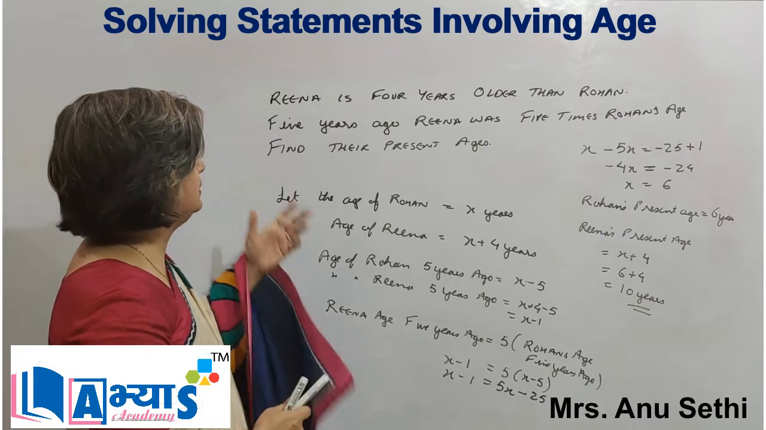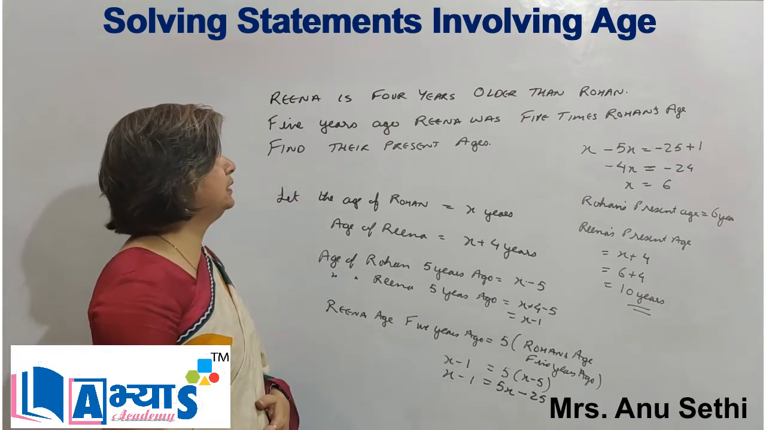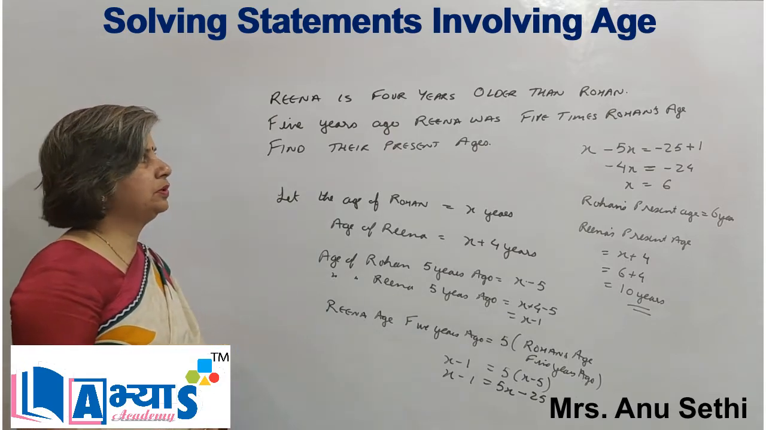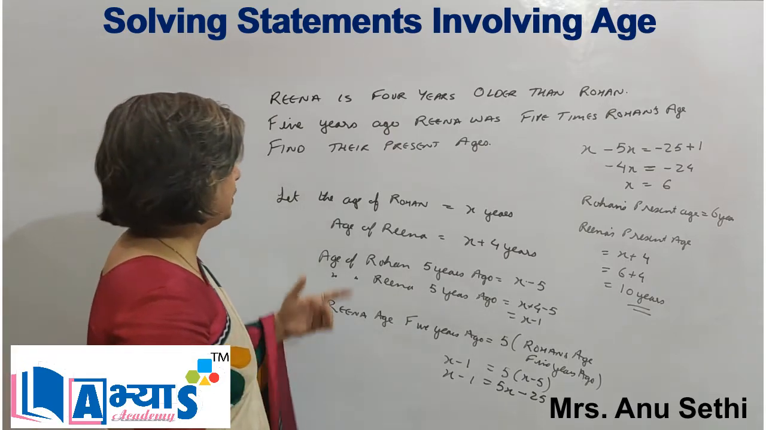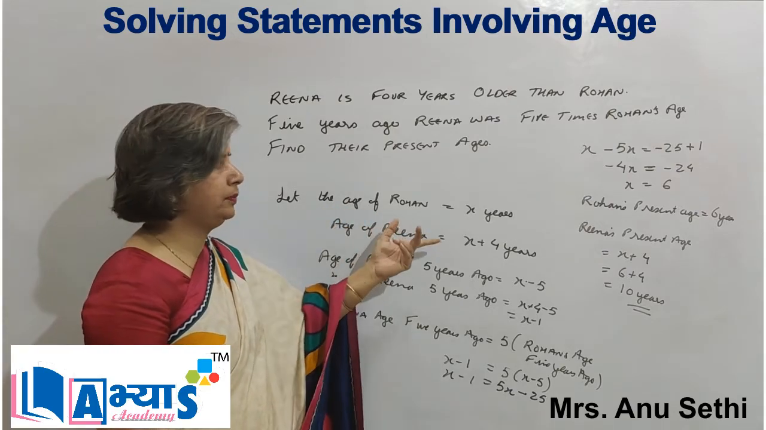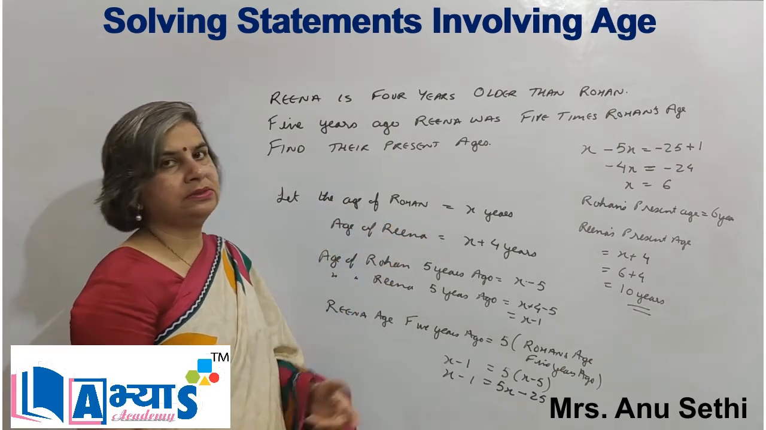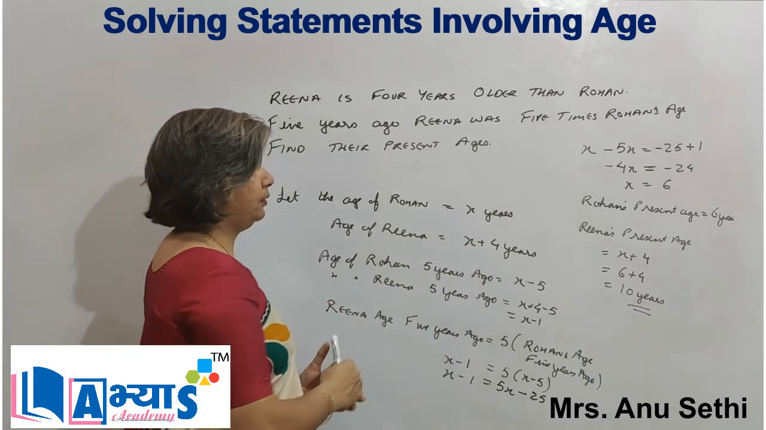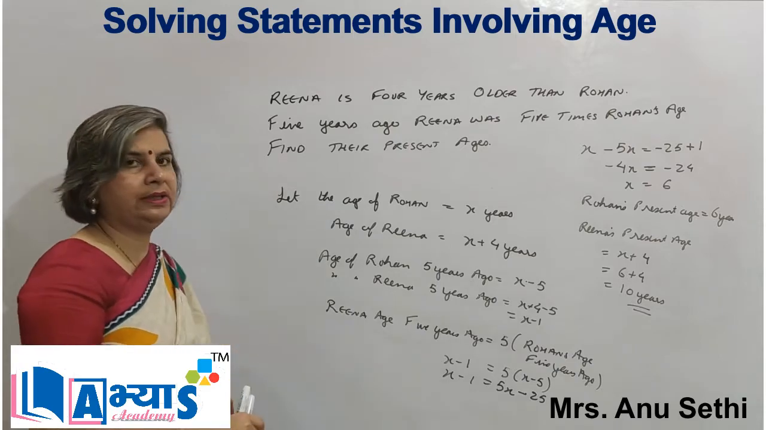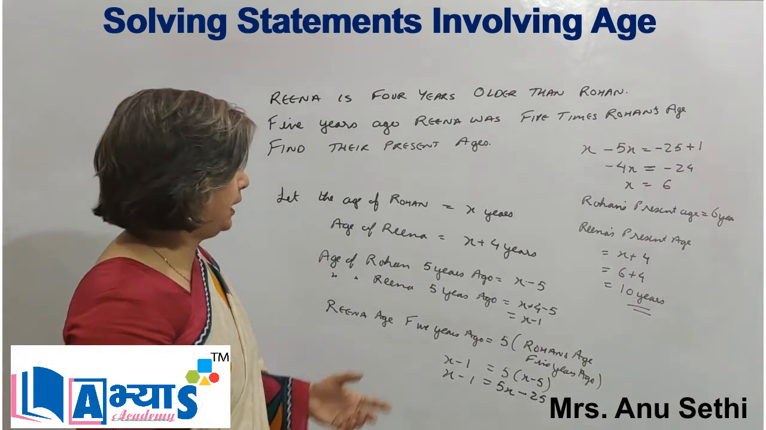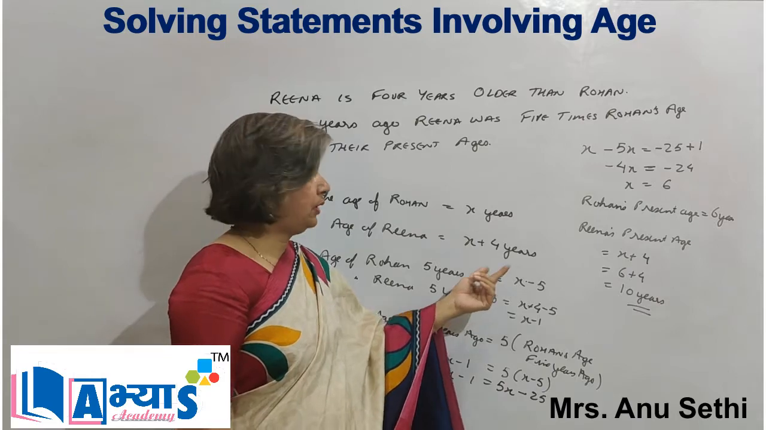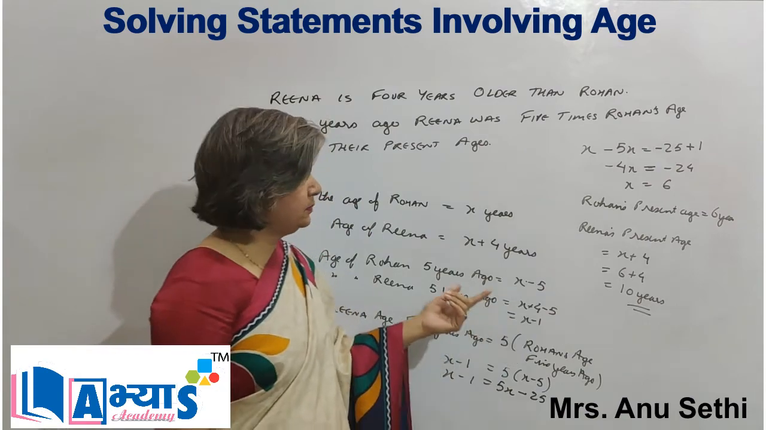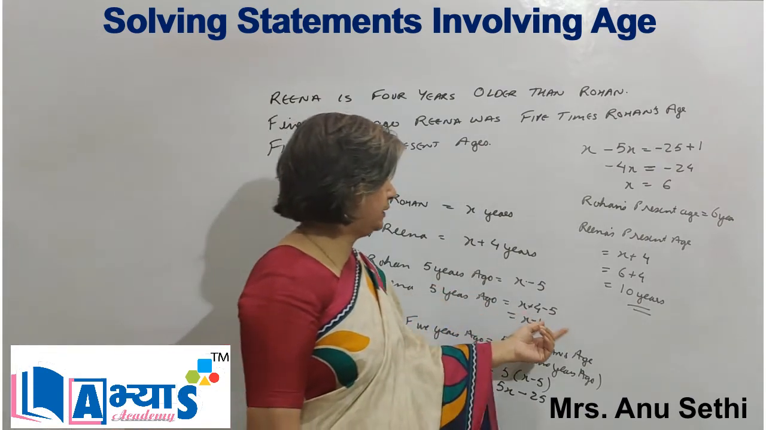Let us discuss it again. Suppose we are given that question, Reena is 4 years older than Rohan. 5 years ago, Reena was 5 times Rohan's age. Find their present age. So first I will assume the age of Rohan to be x. Then as Reena is 4 years older than Rohan, it will be x plus 4. Now we have to find the age 5 years ago, so I will subtract 5 from both the ages, x minus 5 and x plus 4 minus 5 will be x minus 1.